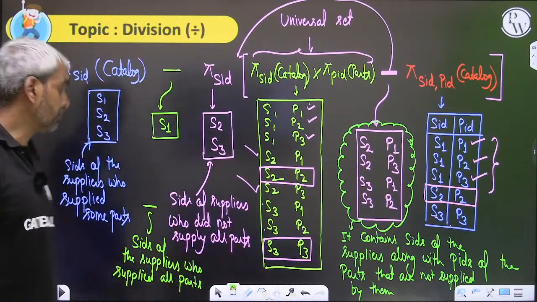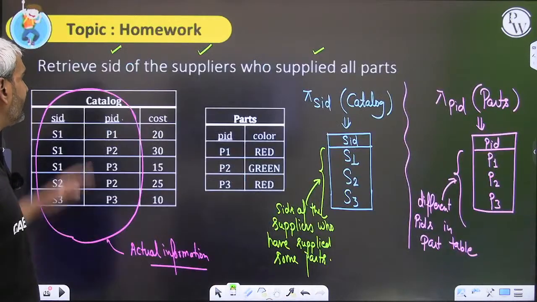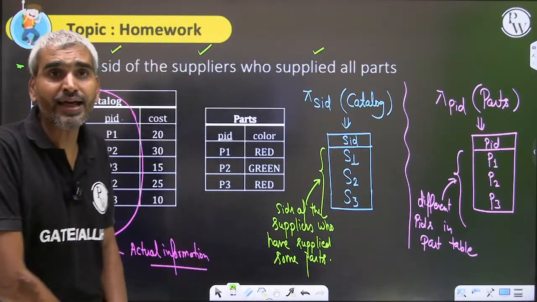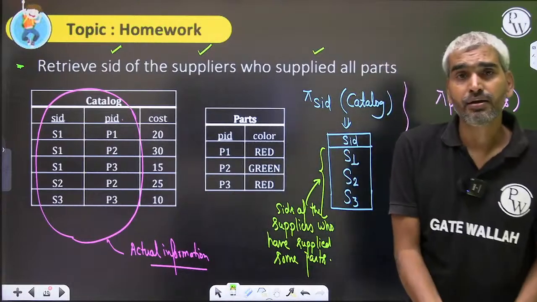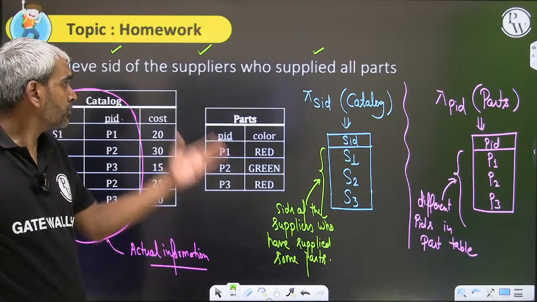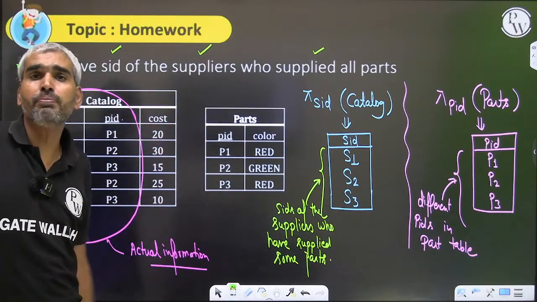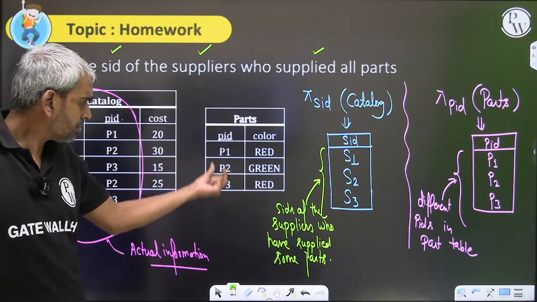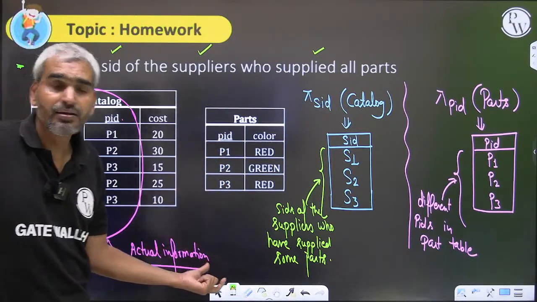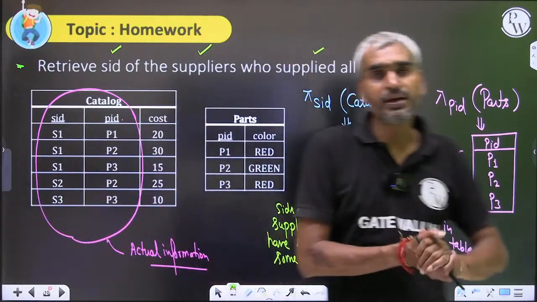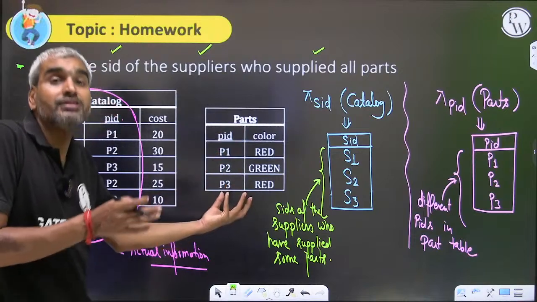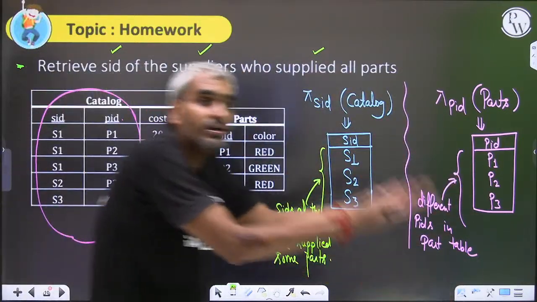Got the idea? So we were interested in identifying the SIDs of the suppliers who supplied all parts, but there is no direct way to write a single query so that you can get them. If you write a query which contains all the different PIDs present in the part table, then the very first thing is that the query will not be a generic query. Why? As the entries in the part table change, you will have to change that query as well.